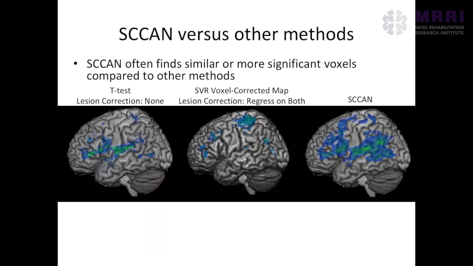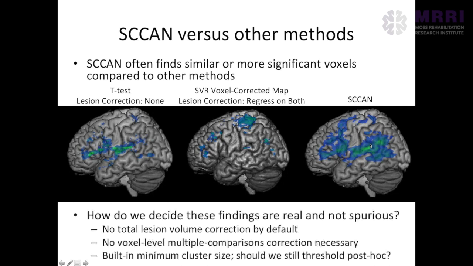As I mentioned, if you compare SCAN to other methods, you often get similar or more significant numbers of voxels. Here again is the large map of 74 subjects I showed you earlier. If you run VLSM, you get concentrations of voxels down here. If you run SVR, you get this edge effect, but you get concentrations of voxels up here at the top of the map. And in SCAN, you get a much more dense map in general, although it does tend to concentrate down here again. So it's an open question: how do we know that more is better?